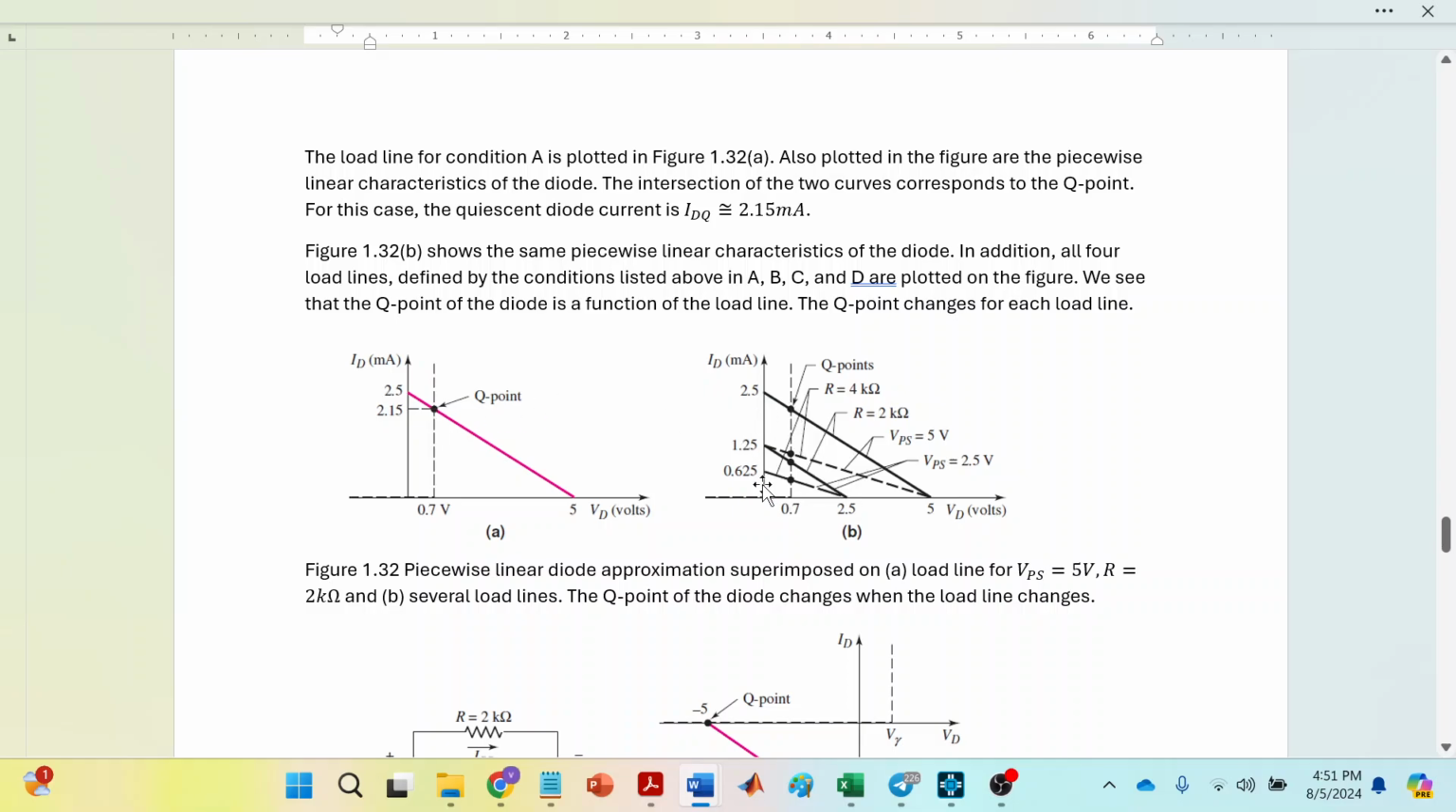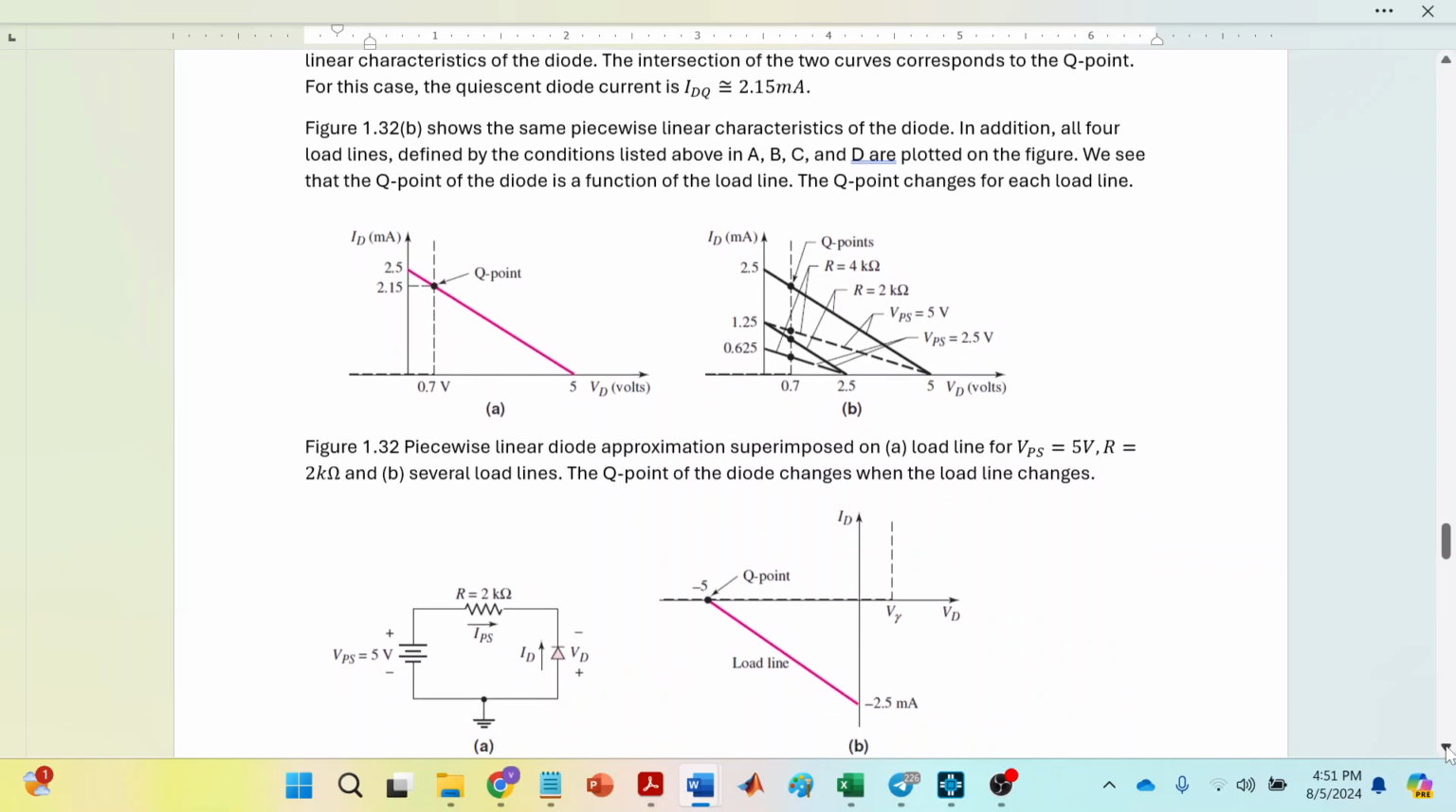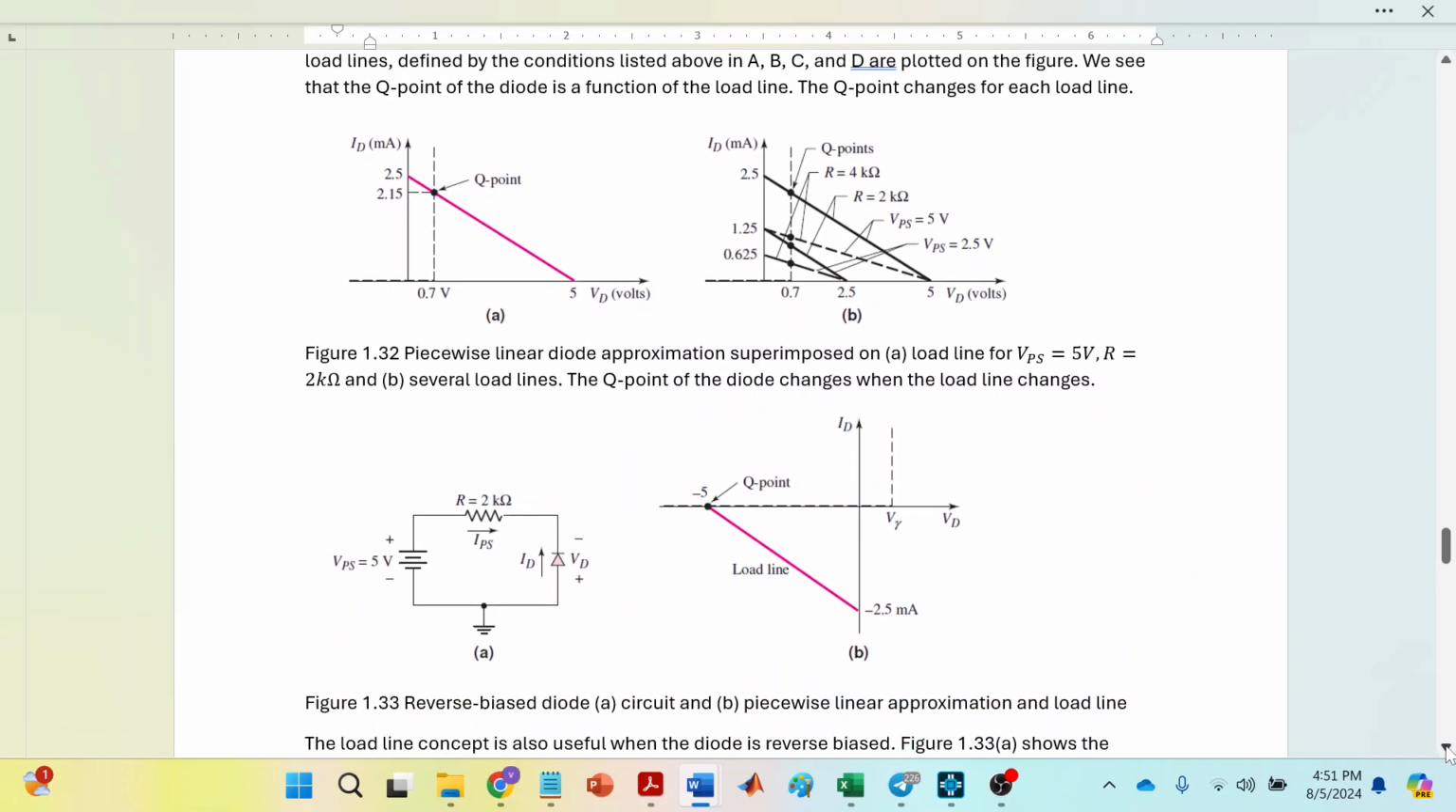So for different values of the power supply and resistor, we have arrived at different Q points using the piecewise linear model. For the piecewise linear model, you just have two scenarios: where VD is greater than V gamma and where VD is less than V gamma. This line is given by a slope of 1 divided by RF, but that RF can be neglected if it's very small.